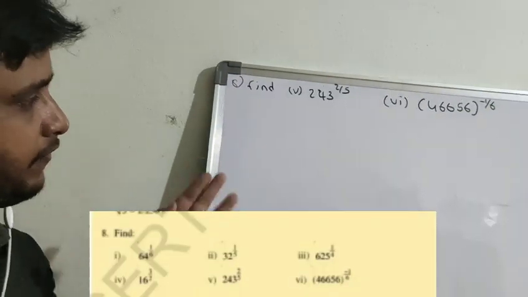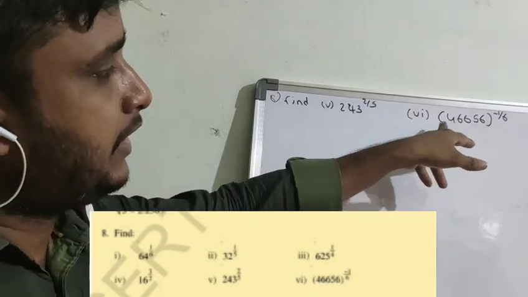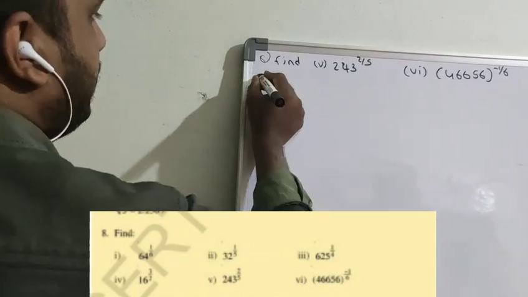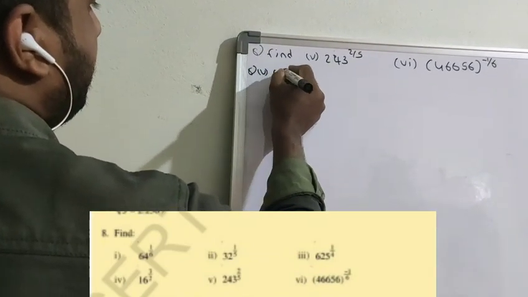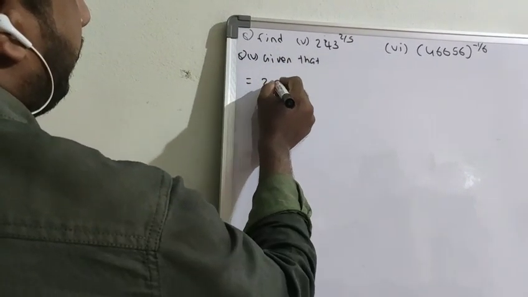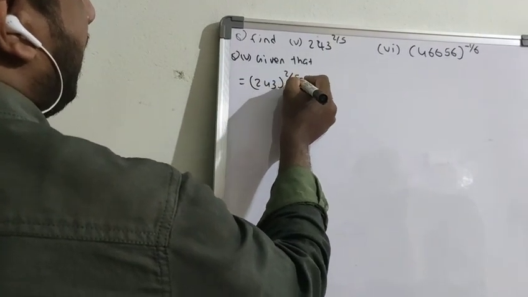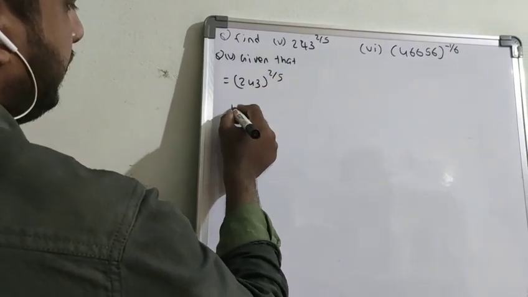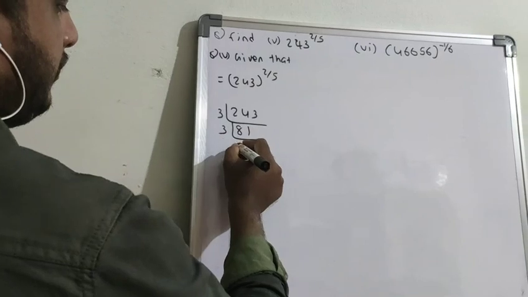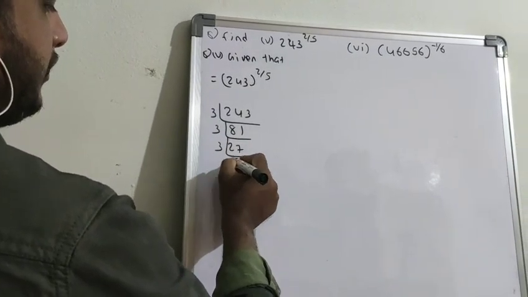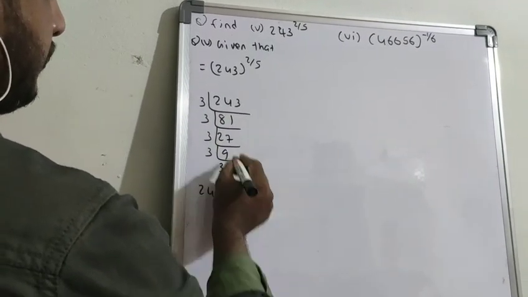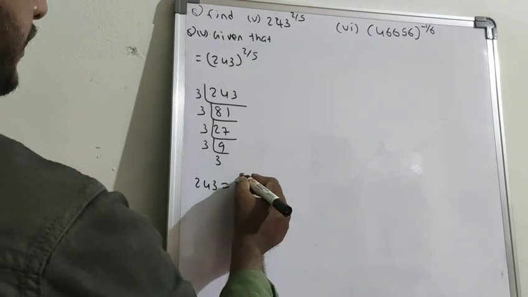Students, this is the 8th question. Find 243 whole to the power 2 by 5 and 46656 to the power minus 1 by 6. These two questions I am going to explain. First, the 8th question, the 5th bit given there: 243 whole to the power of 2 by 5. Do prime factorization of 243. 3 divides 81 times, 3 divides 27 times, 3 divides 9 times, 3 divides 3 times.